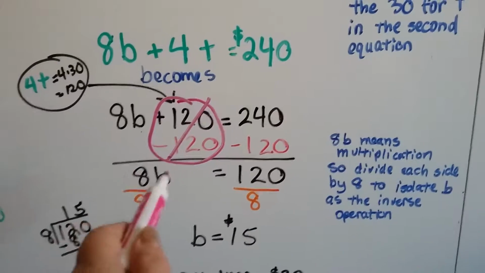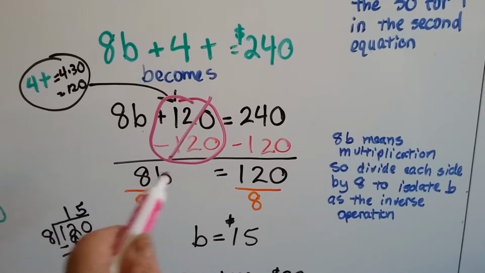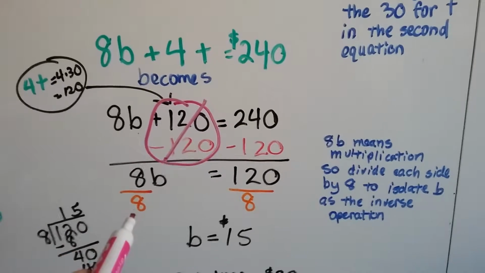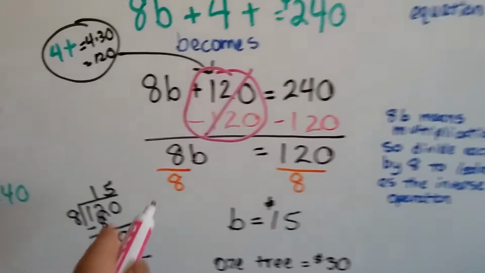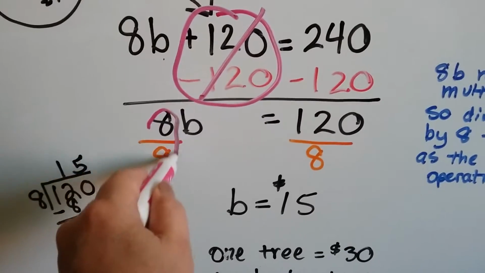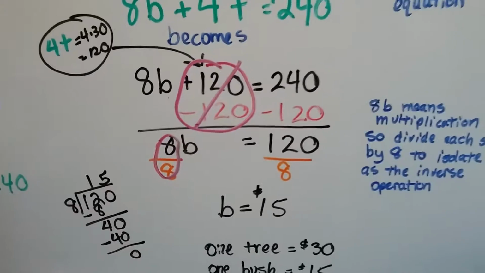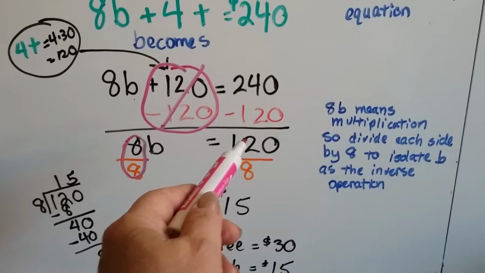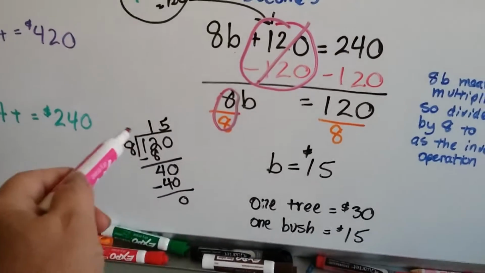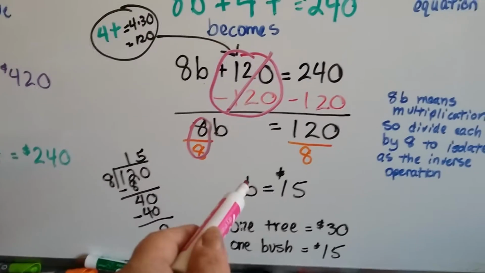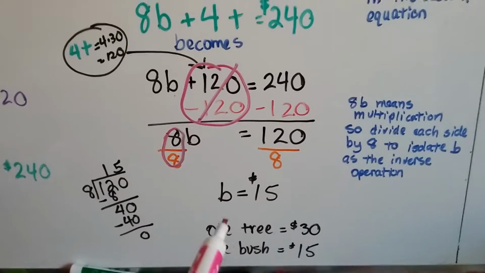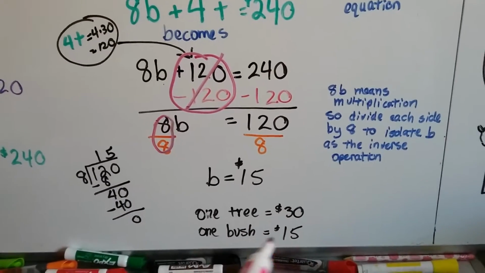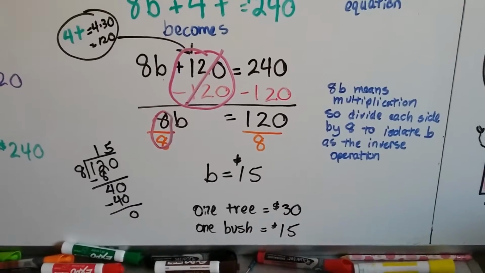8b means 8 multiplied to b. The opposite of multiplication is division. So the inverse operation to get b by itself would be to divide both sides by 8. This becomes a 1. We discard it. And then 120 divided by 8 comes out to be 15. We know b equals 15. So one tree is $30 and one bush is $15.